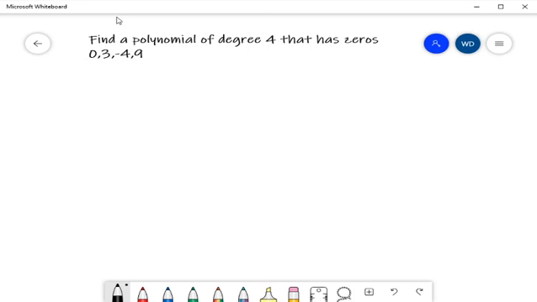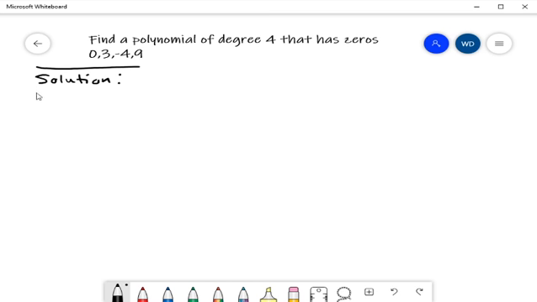I'm going to do another video for an example of a topic that you are ready to learn in ALEKS. So the first one here is to find a polynomial of degree 4 that has zeros 0, 3, negative 4, and 9. And the question actually says then to leave it in factored form, which of course we would do if they didn't say anything at all.